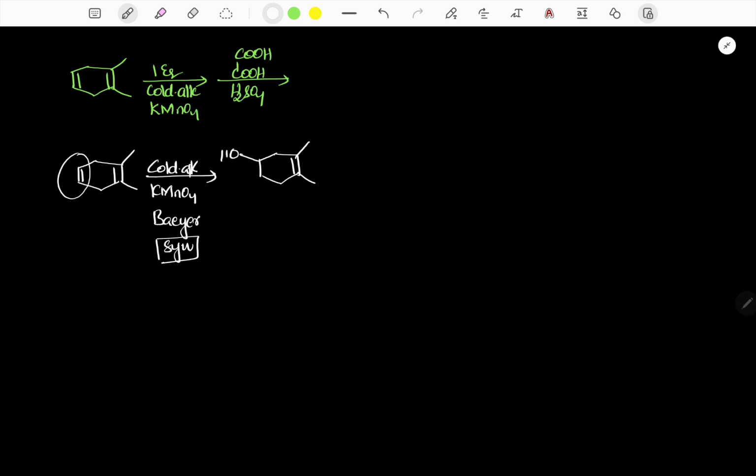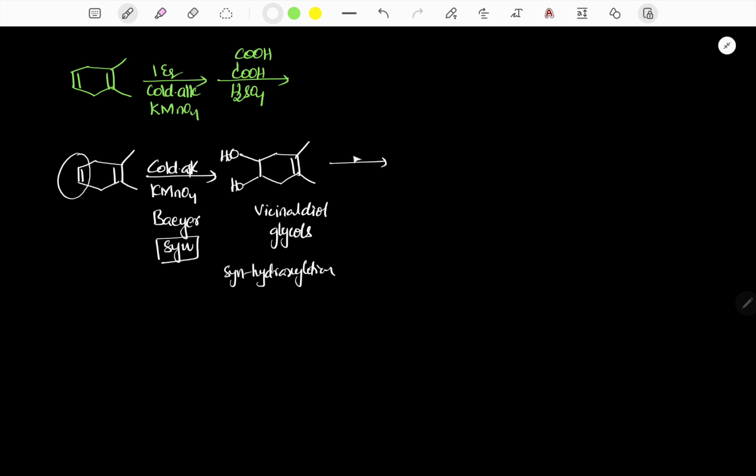and we get the corresponding vicinal diol and corresponding glycols, and this reaction is known as syn hydroxylation. This reaction is an example of syn hydroxylation.